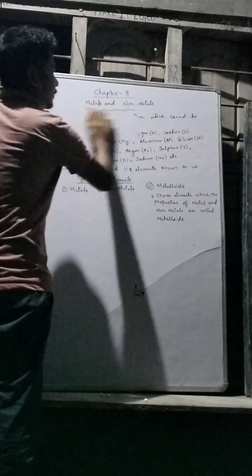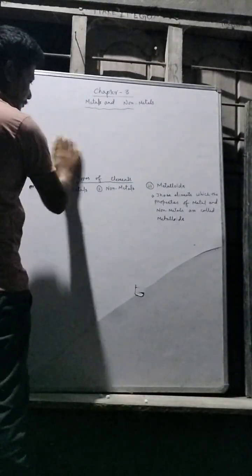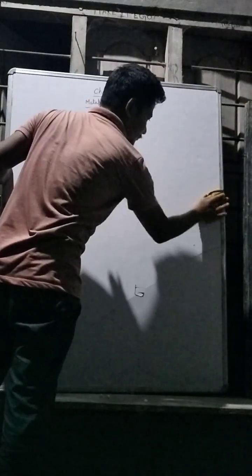So now let us see metals and non-metals. So we have to study two properties in this chapter. One is physical properties, and another is chemical properties. We have to study the physical properties as well as the chemical properties of metals and non-metals.